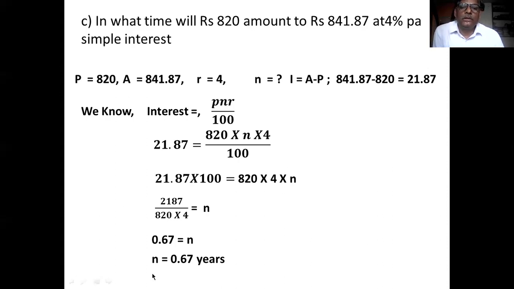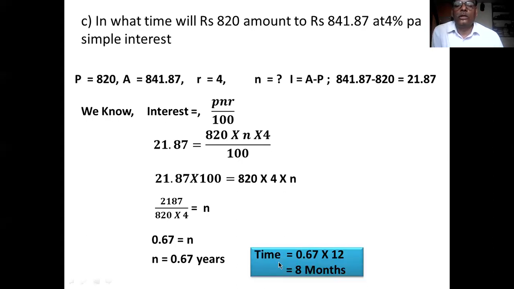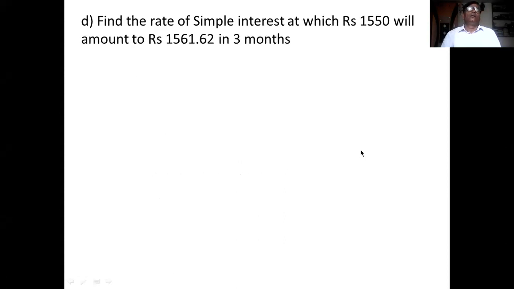If it is in years and you want to calculate in months, you multiply by the number of months in a year. Then you calculate the months. So time is equal to 0.67 into 12 is equal to 8 months. Period is 8 months. Clear? So in this problem, I calculated the period. Clear? Then come to the next problem.